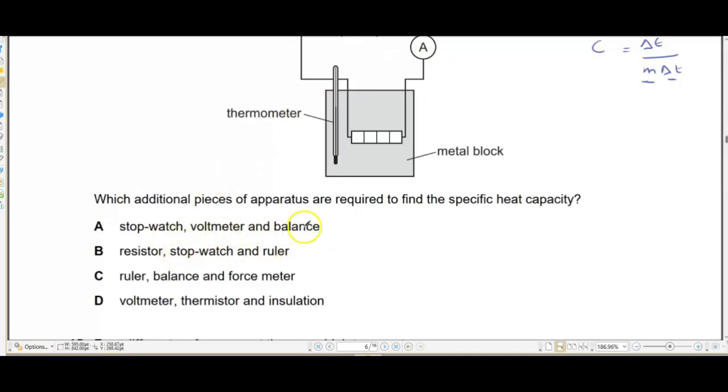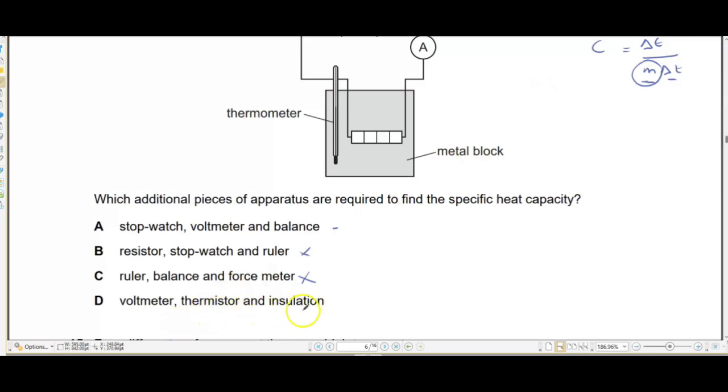Stopwatch, voltmeter, balance is correct, so this we can keep in mind. Resistor, stopwatch, and ruler, no. The balance has to be there because the mass has to be calculated using the balance. Ruler, balance, and force meter. Balance is correct, but in specific heat capacity there is nothing for a ruler to measure. No distance is being measured, no length is being measured. So ruler is not going to be required, and balance is going to be required, and force meter is also not going to be required because weight is not being measured over here.